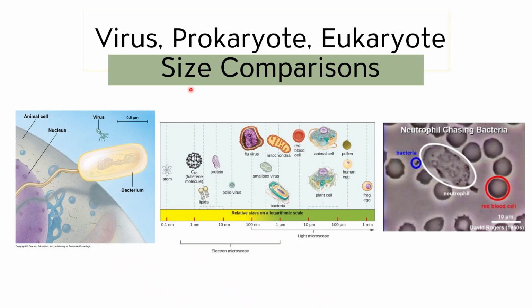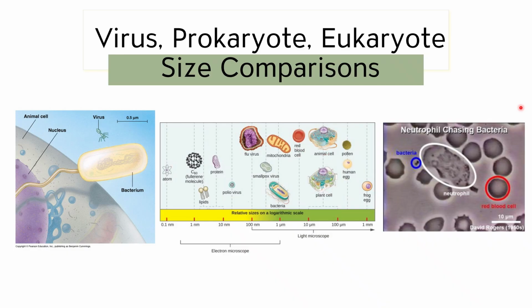So here's a kind of overall comparison. Of course, there are some that are larger and smaller, but for the most part, you can see here's a virus, here's a bacteria, and here is a part of an animal cell, a eukaryotic cell, with the nucleus right there. Here we see an atom, we have fats, proteins, poliovirus, flu virus, then bacteria is about the same size as the mitochondria. Really small eukaryotic cell is the red blood cell, then animal and plant cells and things like that.